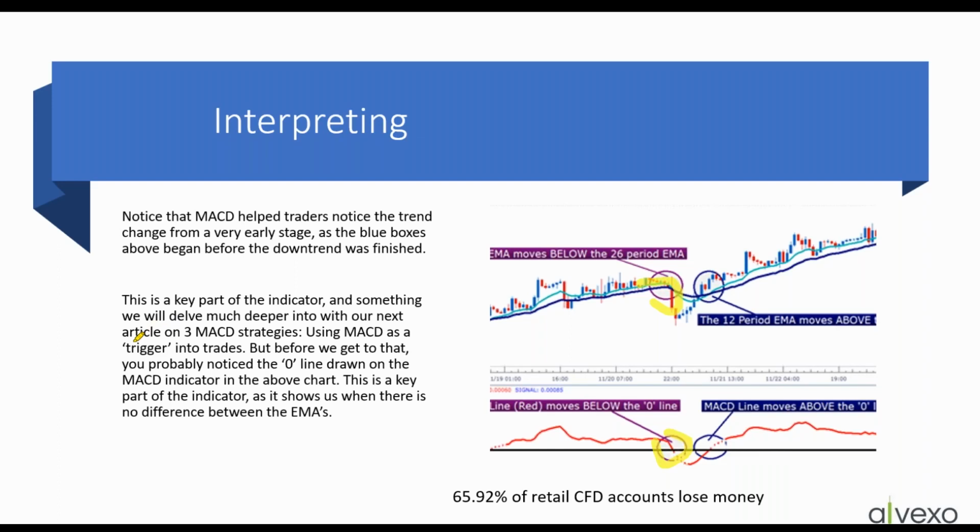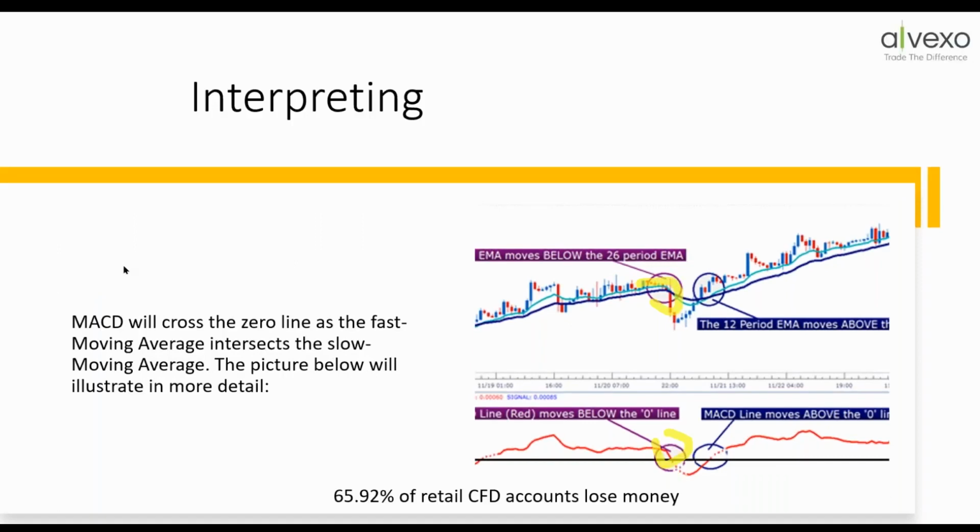But before we can do that, you probably noticed the zero line. And on the MACD indicator, this is the key part of the indicator, as it shows us when there's been the shift in the EMAs, which is a shift in the overall market scenarios. So MACD will cross the zero line as the faster moving average intersects the slower moving average. In other words, the 12 and the 26.